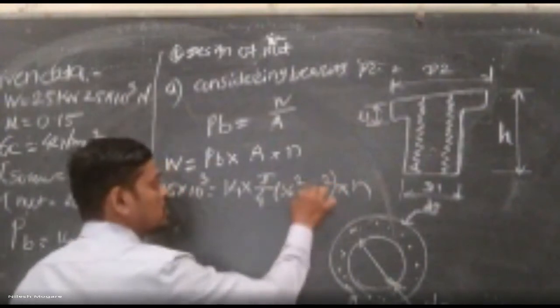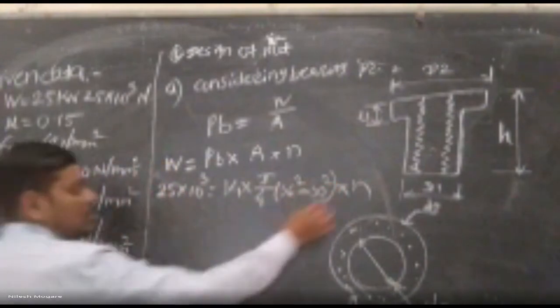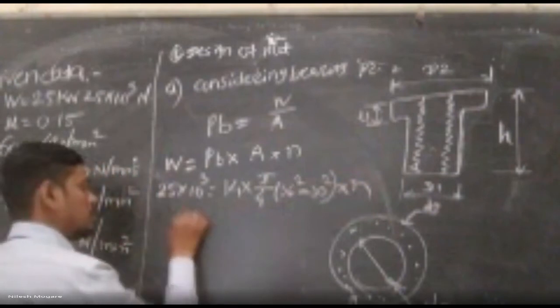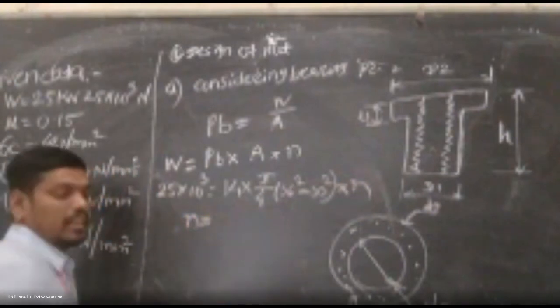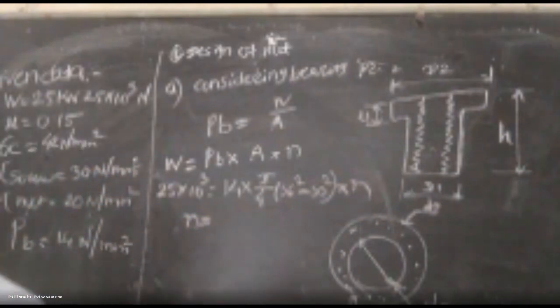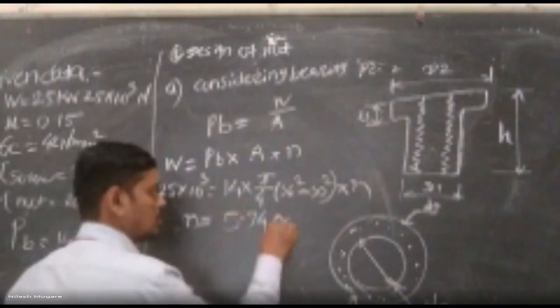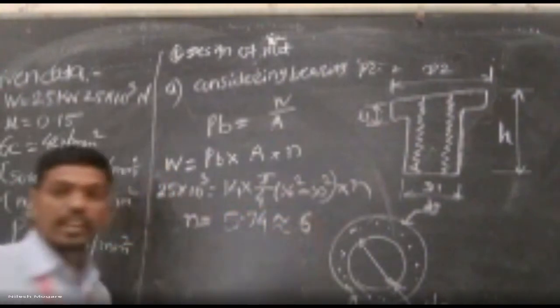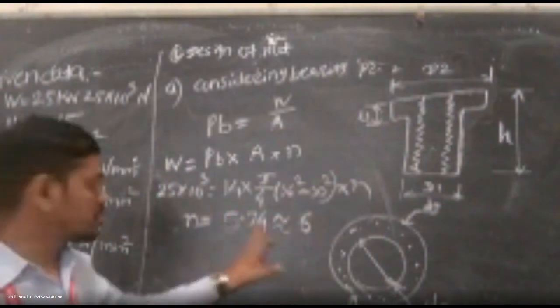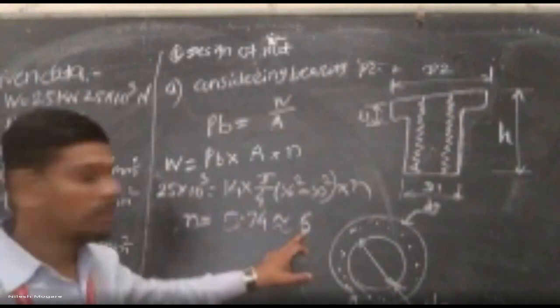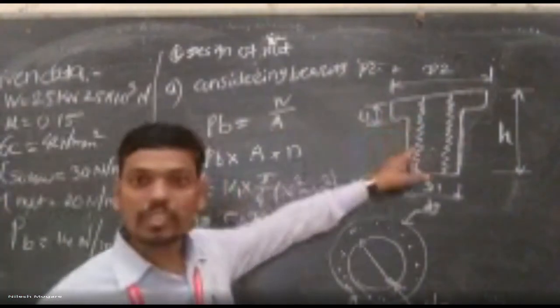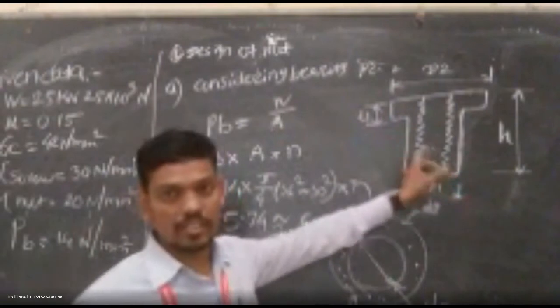So if we solve it, then we get the value of n, and the value of n is nothing but 5.74. We say 6. That means six number of threads which get comes in contact with screw and nut.